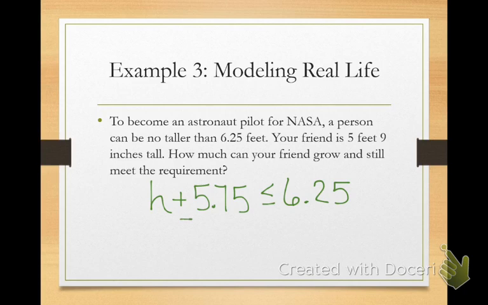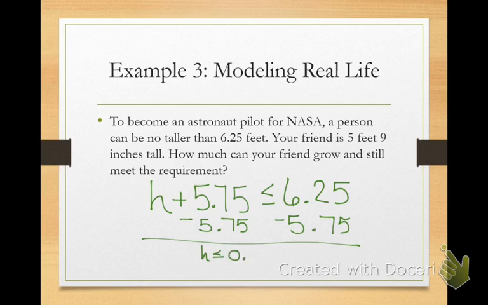All right, so now we subtract. We just solve. 5.75. Guys, please stop talking. When I subtract them, h is less than or equal to half a foot.